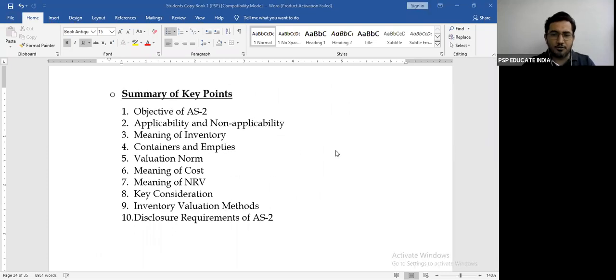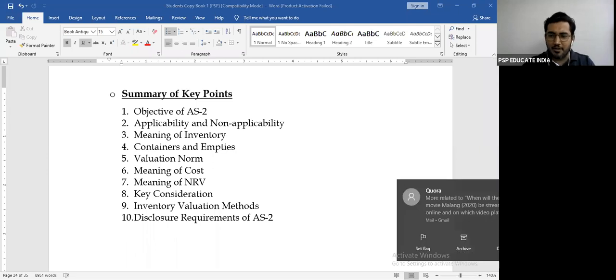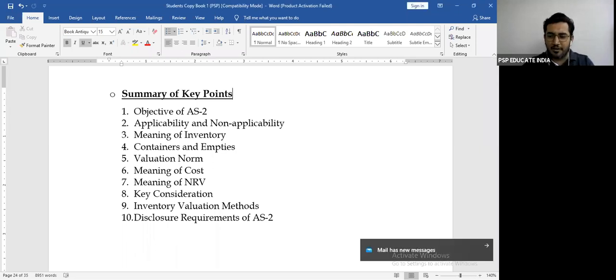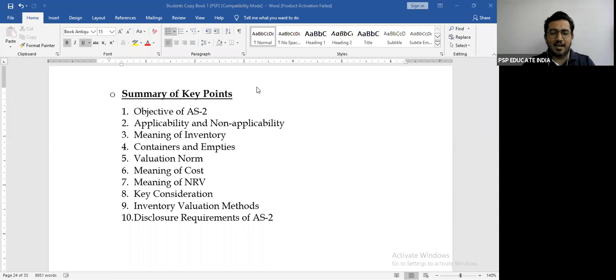Accounting Standard 2, valuation of inventory. Okay, why do you need a standard on inventory? You need a standard on inventory because inventory affects two things, your profitability as well as the financial position. So that is why it is important to regulate the inventory, and for that we need Accounting Standard 2.